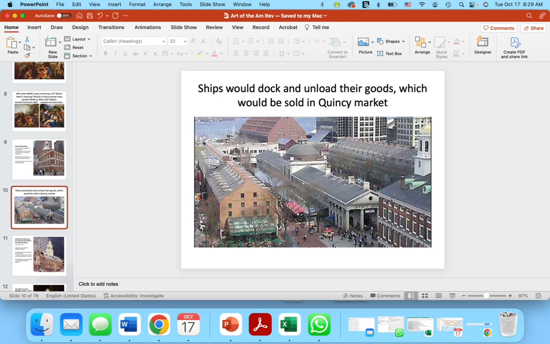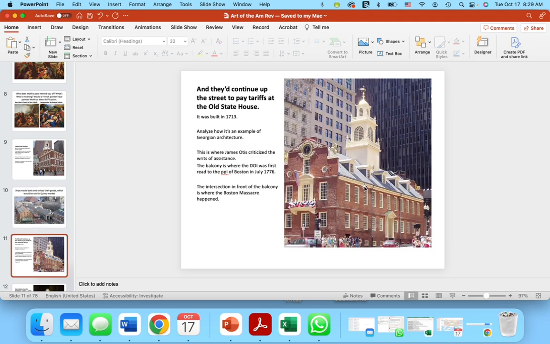Okay. And then you kept walking up the street to the Old State House. This is still there today. And this was the center of the British colonial government of Massachusetts Bay Colony. Okay. Again, you see the Georgian architecture named after King George, made of brick, very symmetrical.